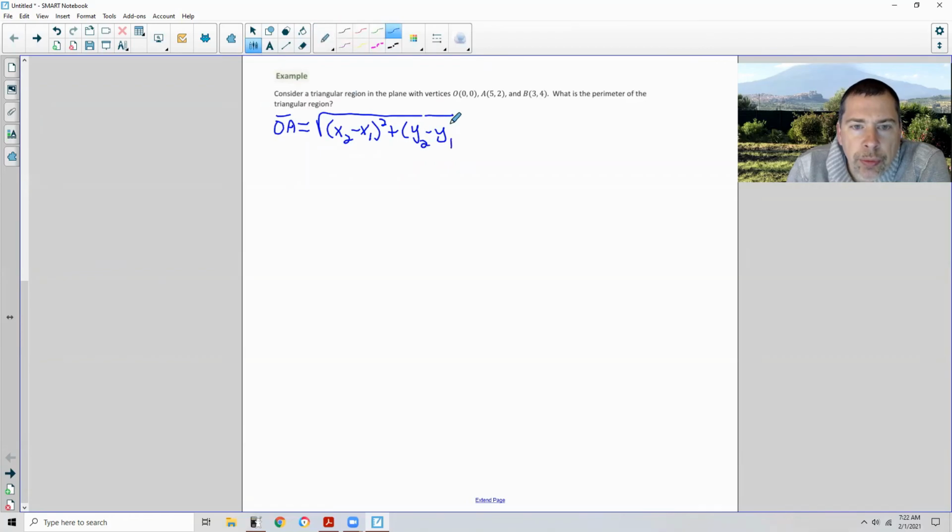y2 minus y1 squared. Okay. So this would be the distance. Distance equals the square root of the difference in the x's squared plus the difference in the y's squared. It is actually the Pythagorean theorem.